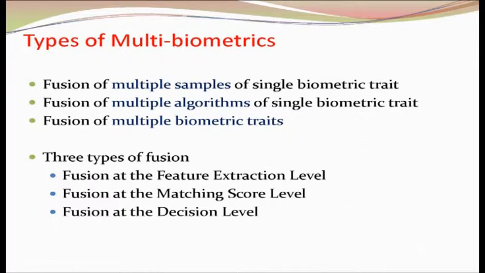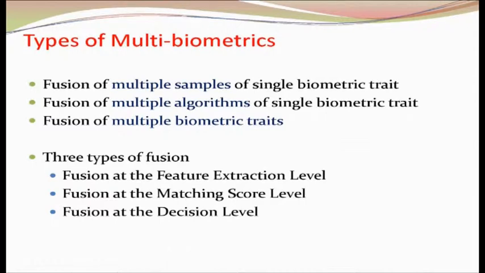Another is that I have different face recognition algorithms, and each algorithm gives me some results. I combine them and give the result. That is also possible. And another is that I use multiple biometric traits. That means I take face, fingerprint, iris or others and fuse them. So these are the three ways you can think of to design your multimodal biometric system.